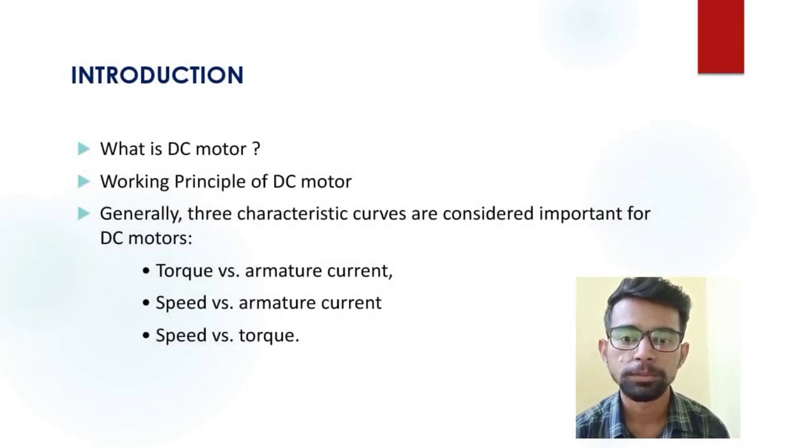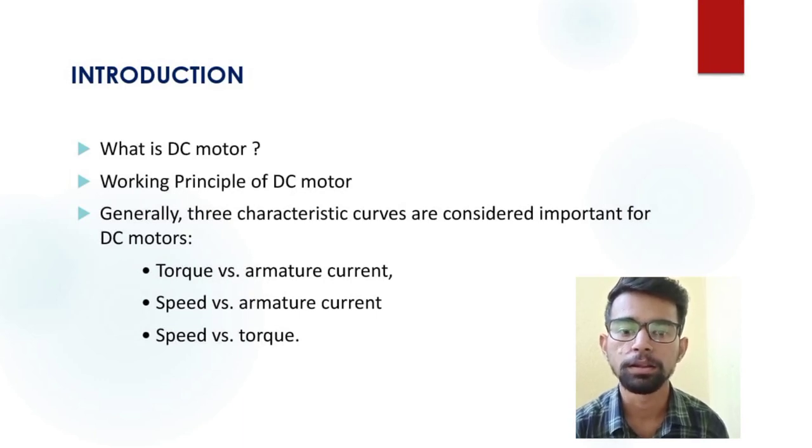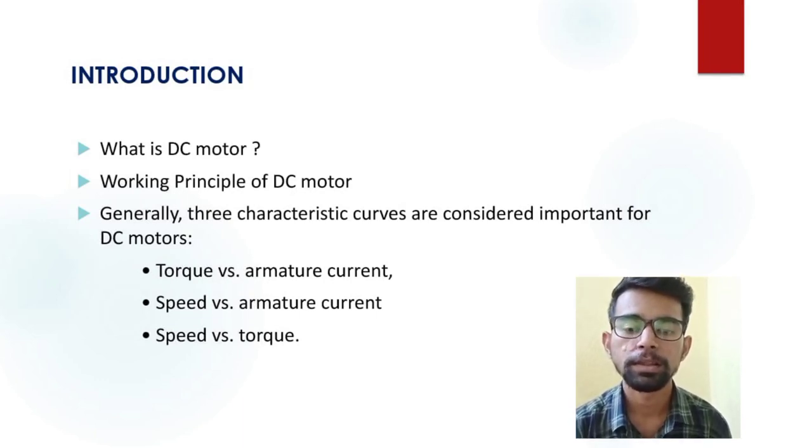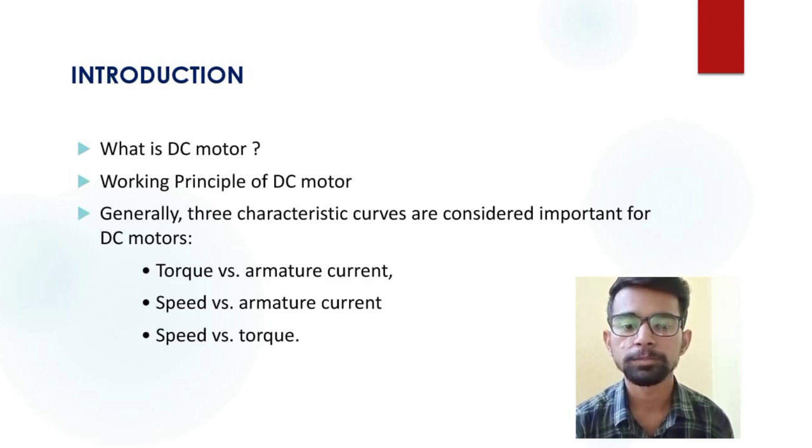First of all, a DC motor is a device which converts electrical energy into mechanical energy. It works on the principle that when a current carrying conductor is placed in a magnetic field, it experiences a force. This force is called the Lorentz force.